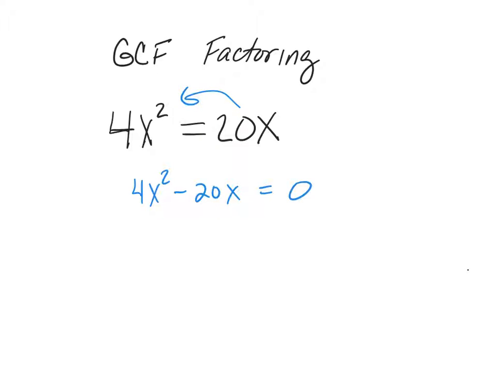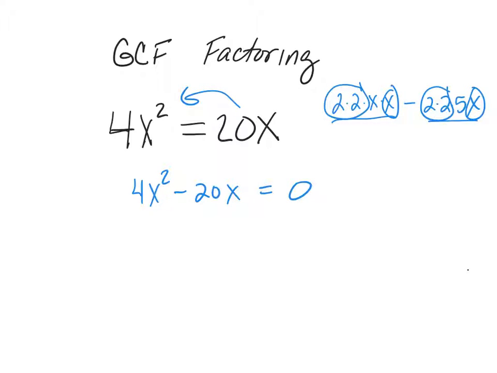And if you're not good at this, you can take 4x squared and change it to 2 times 2 times x, right? That's 4x squared. And then 20x is 2 times 2 times 5 times x. And then you see what they have in common on both sides of that minus sign, which will be 2 2's and 1 x. Everybody see that that's what they have in common? That is your GCF. So what's 2 times 2 times x?